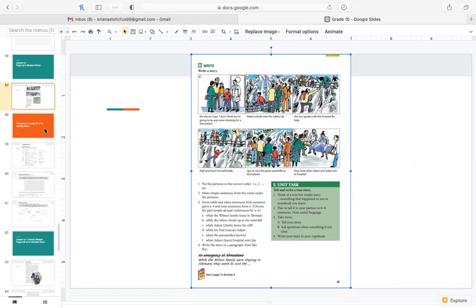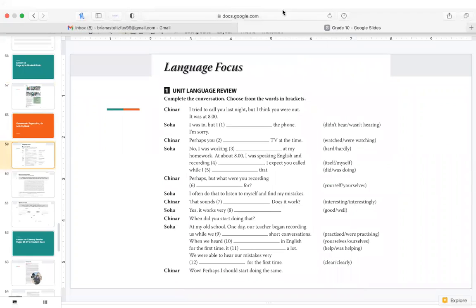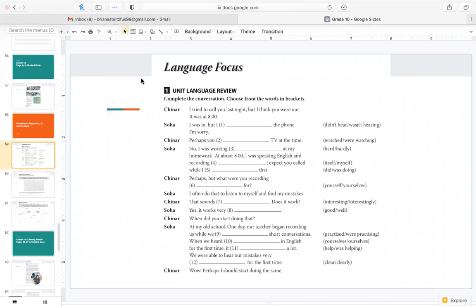Okay, let's look at your homework for today. Today's homework is pages 16 and 17 in your activity book. On page 16, finish this conversation using these words. For example, Chinar says, I tried to call you last night, but I think you were out. It was at 8 o'clock.